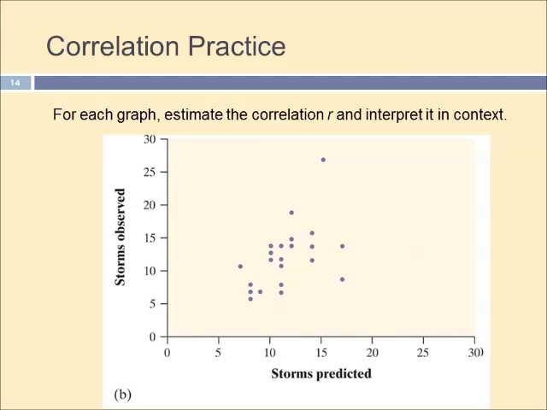In the second, we have the number of storms predicted versus the number of storms actually observed. There is a moderate linear relationship. Again, as one variable increases, the other tends to increase. It's not as strong a linear relationship as the manatee example was. So we can say that storm predictions versus observed are moderately related.